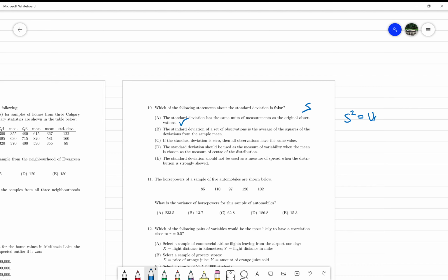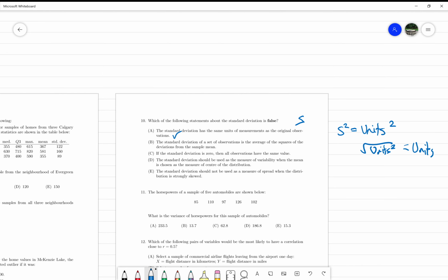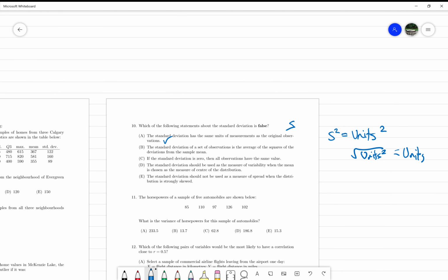is in units squared. That's the measurement. So S is the square root of S squared. So the square root of units squared would just be units. So for example, if we're measuring height in meters, the variance would be measured in meters squared, whereas the standard deviation would be the square root of meters squared, which is meters.